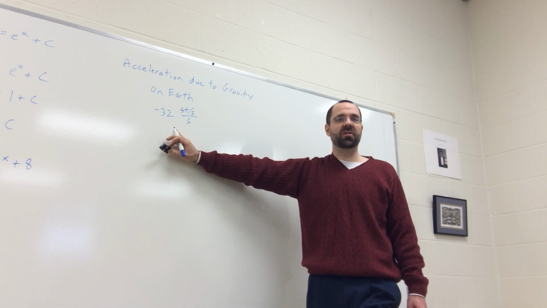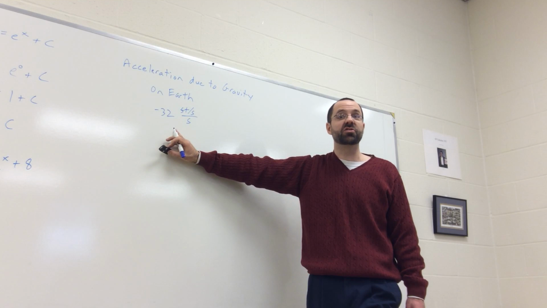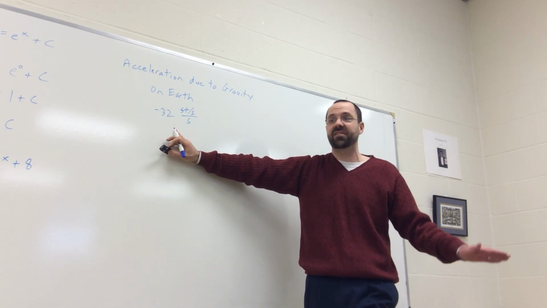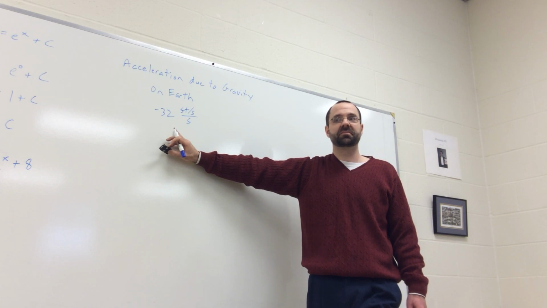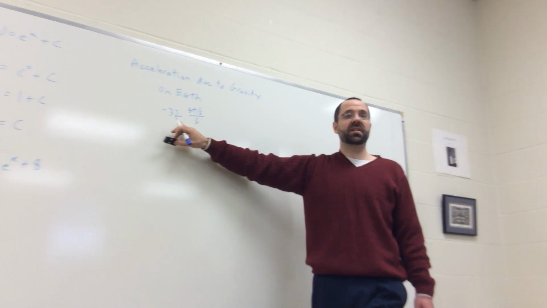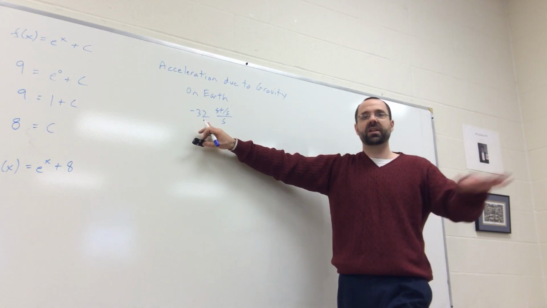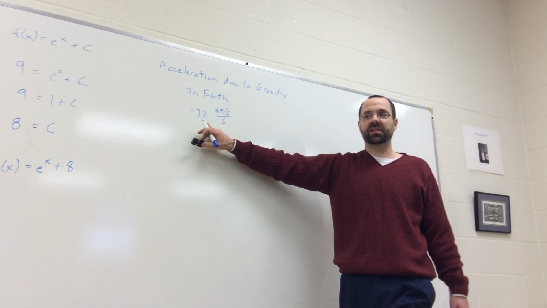If you haven't seen a video of a bowling ball and a feather being dropped with no air, you should YouTube search that, because it's pretty freaky to see the bowling ball and the feather fall at the exact same rate. It's true. If there was no air in this room, the bowling ball and the feather would fall at exactly the same speed. So that's why this number doesn't have anything to do with the weight of the object or the aerodynamics of the object.